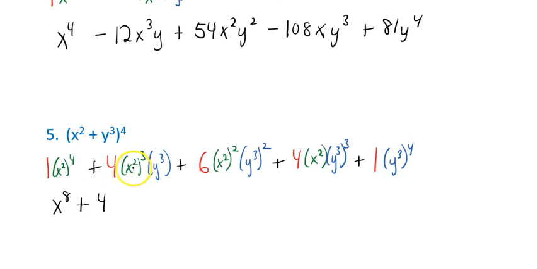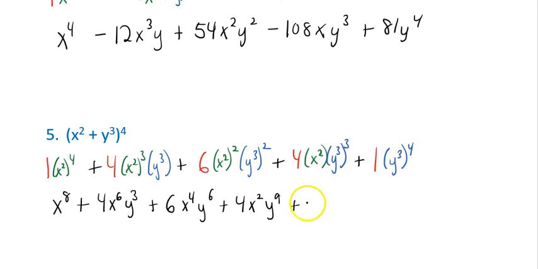On the next one, your x should be to the 6th when you multiply, and your y is still to the 3rd. On the next, you get x to the 4th and y to the 6th. The next one I have x squared, and then 3 times 3 is 9, so y to the 9th. And then on the last one, 3 times 4 is 12, so y to the 12th. So that's what you get when you simplify something that had powers to begin with, and that concludes this lesson.